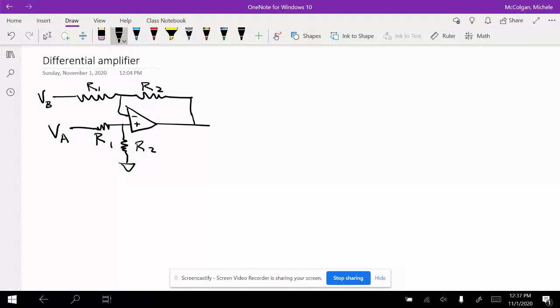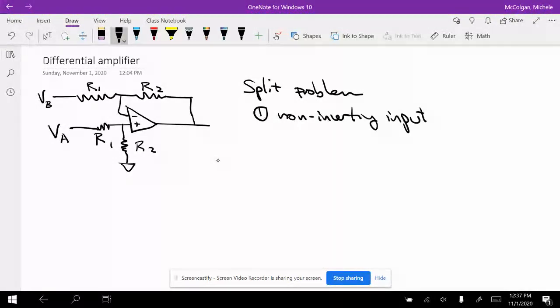So what we're going to do is split the problem up. We're going to first consider the non-inverting input and treat it like it's a non-inverting op amp. Then we're going to treat it like it's an inverting input. And then we're going to just add those signals together, and that'll be our output.